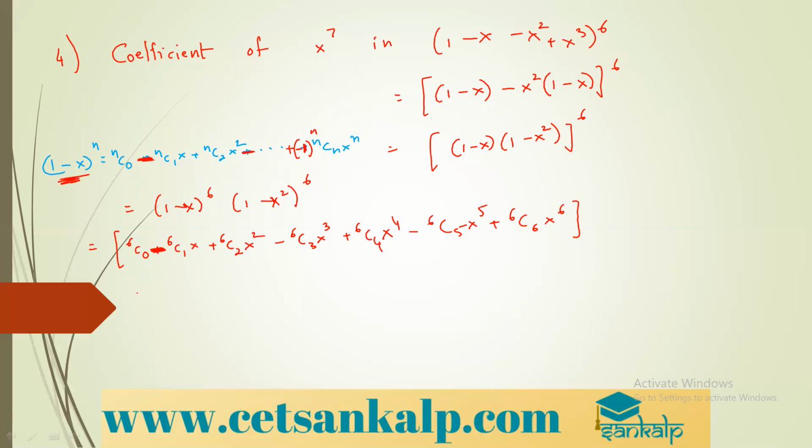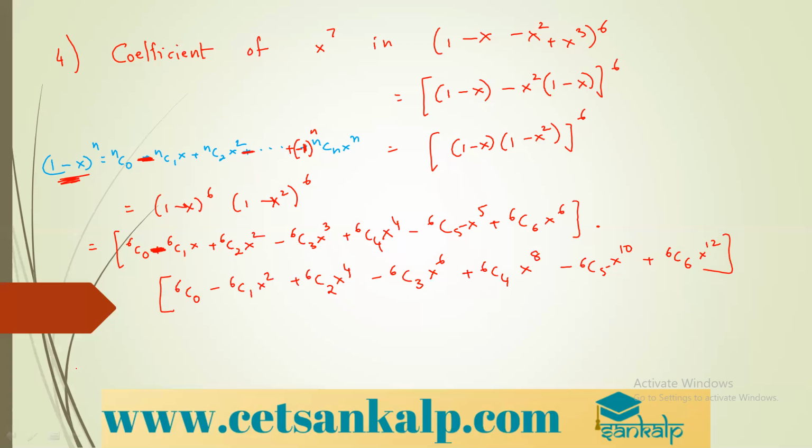Whereas when I expand the second one using the same formula: 6C0 minus 6C1 x square plus 6C2 (x square) whole square, so x power 4, minus 6C3 (x square) whole cube plus 6C4 (x square) whole power 4, minus 6C5 (x square) whole power 5 and plus 6C6 (x square) whole power 6. This is what I have.